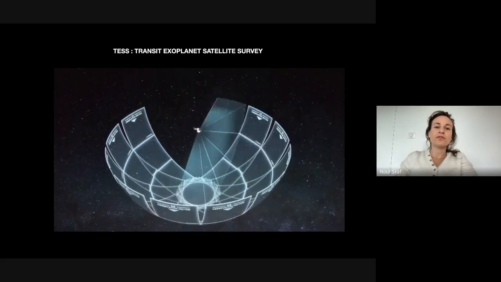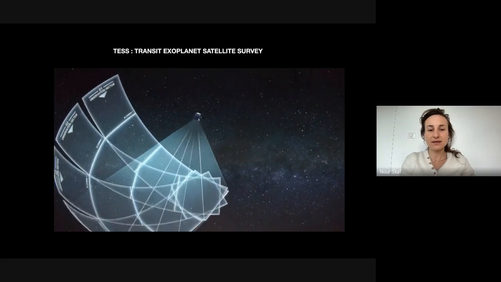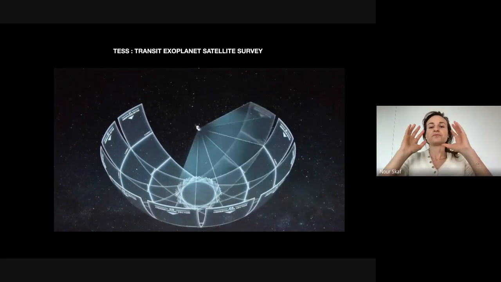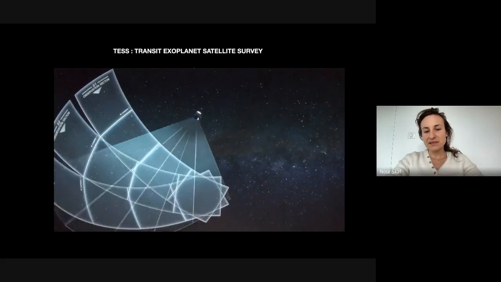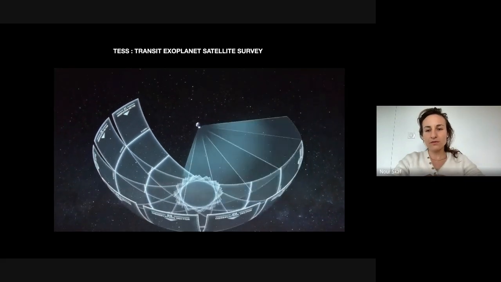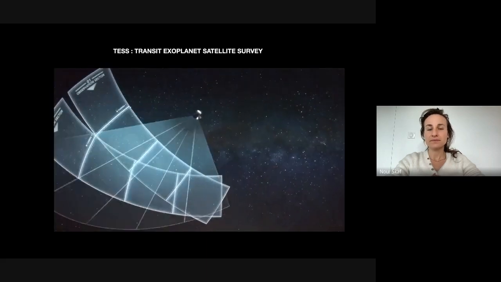Here is the example of the TESS telescope that was launched in 2018. It is basically looking at the whole sphere of the sky. Every month it spends time on one part of the sky, trying to detect exoplanets in our nearby environment.